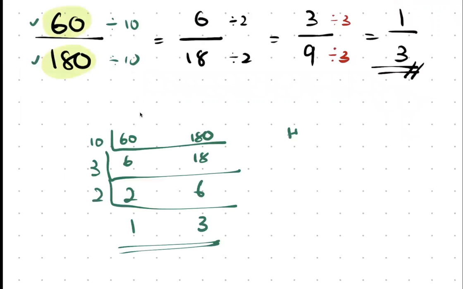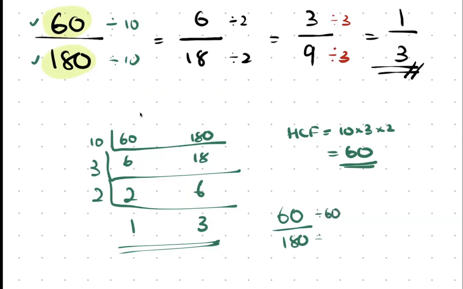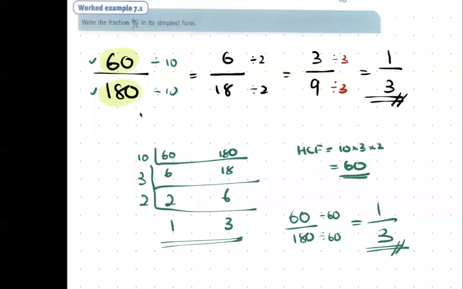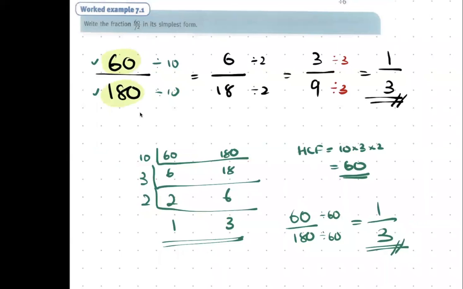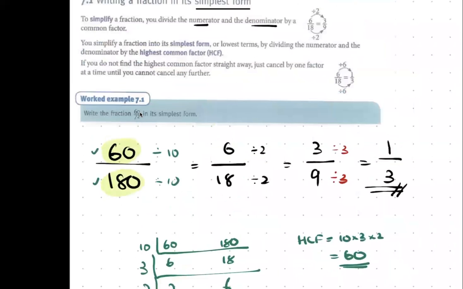This HCF is equal to 10 times 3 times 2, which is 60. So what is meant by the question is that from here, immediately I divide by 60, divide by 60, and I get my answer directly. So that's how I'm supposed to go about it if I use the highest common factor. If you don't use it, you can slowly just do it this way, number by number. I find it easier this way because this is what I would normally do.